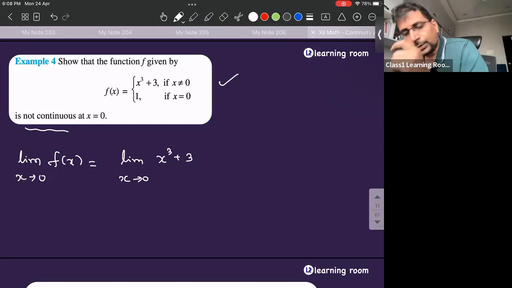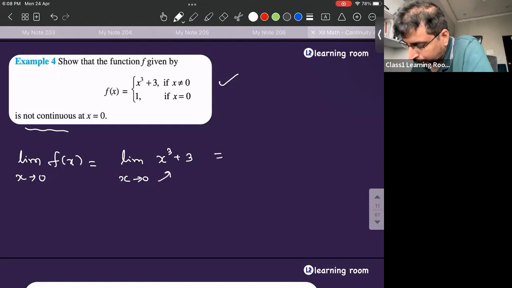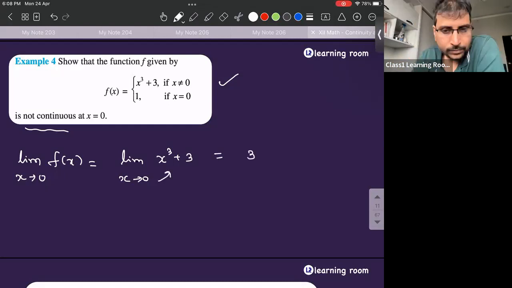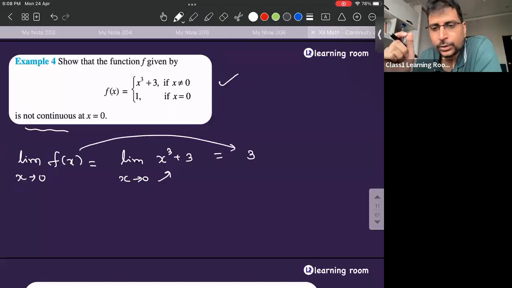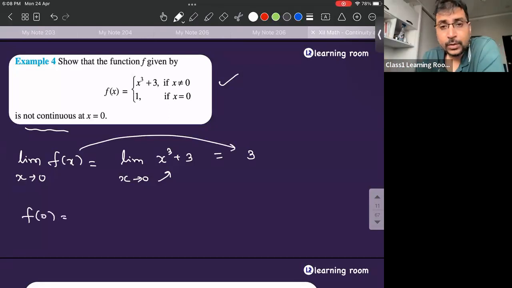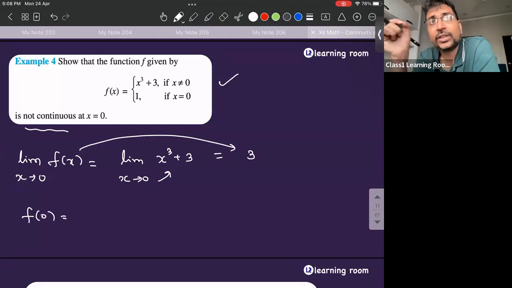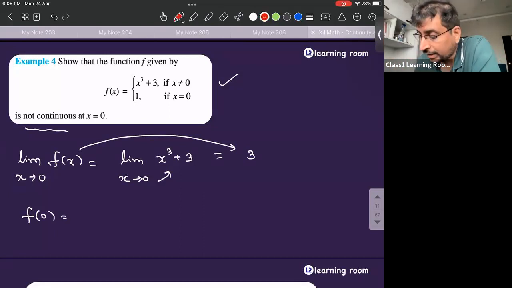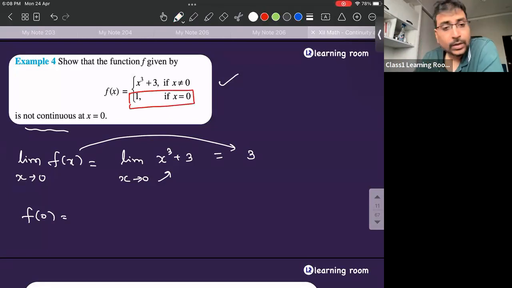Okay. So I need to take x cube plus 3, and when I substitute 0 here, the answer comes out to be 3. Am I right? So limit x tends to 0 of f of x in this scenario is going to be 3. Whereas what is f of 0? What is the exact function value at 0? What should I take? 1. So f of 0 is 1.